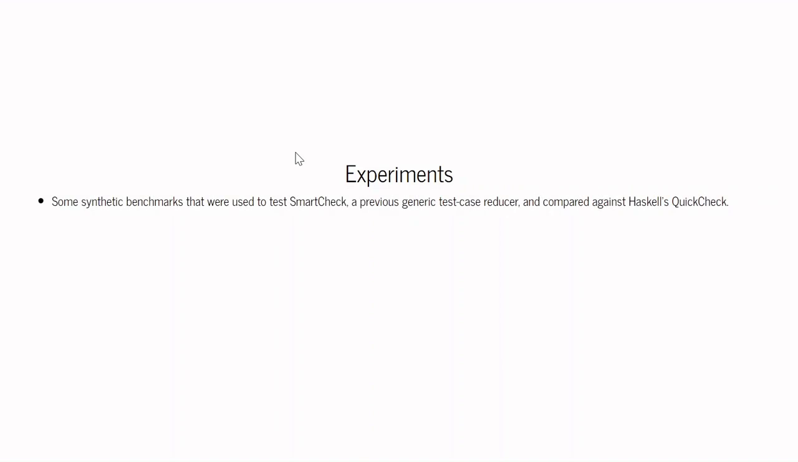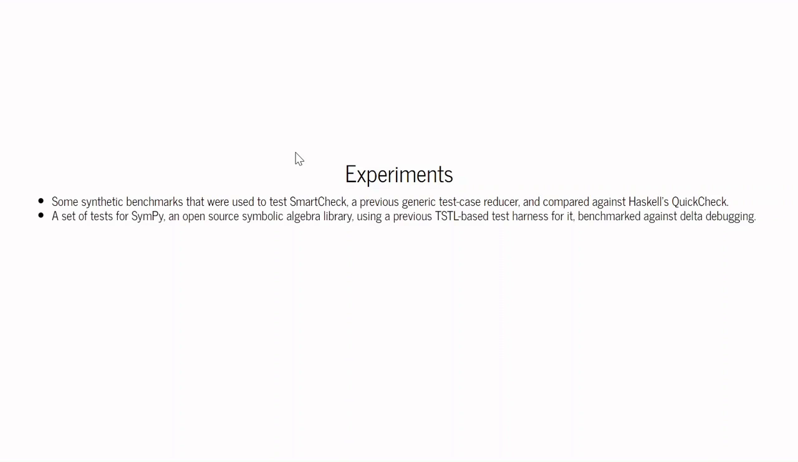So we ran 4 classes of experiments. The first was a bunch of synthetic benchmarks that we used to compare Hypothesis against QuickCheck. These were ones previously developed for another test case reduction paper about a tool called SmartCheck. We ran some tests on SymPy, which is a symbolic algebra library that has lots of bugs, so it's really convenient for testing on. Reusing a previous harness from another paper, that uses a language called TSTL, which is designed for testing Python APIs, with a custom generator of Python programs. You don't need to know that much about that right now. Read more in the paper if you want to know more.